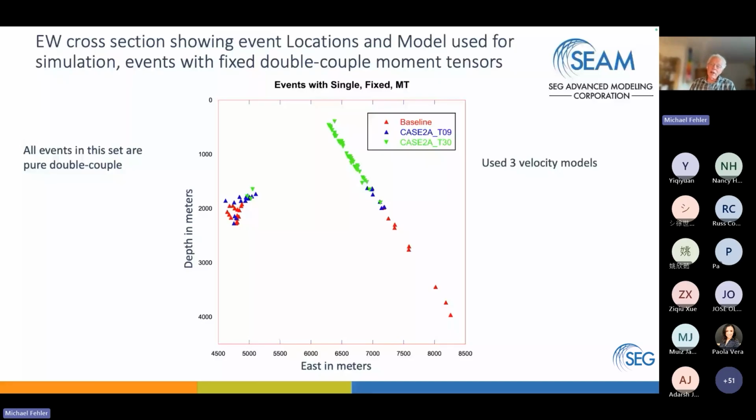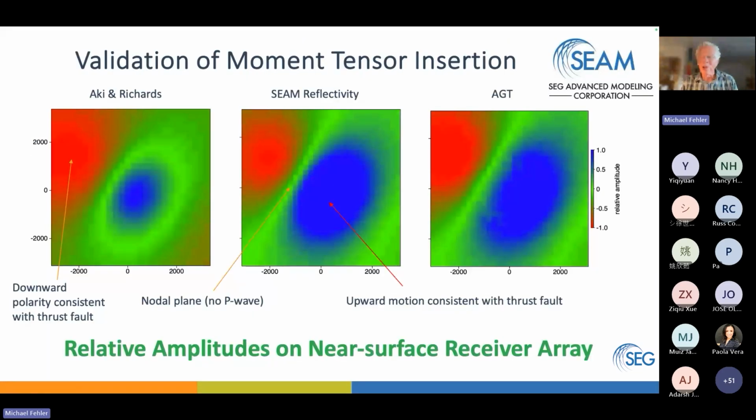One of the things we wanted to do that I was worried about was making sure that we properly communicated our moment tensors to AGT. So we spent a fair amount of time actually working with AGT to make sure that our definition of moment tensors was consistent with theirs. And this just shows, we used a simulation of the homogeneous medium. This is the distribution of amplitude and polarity as a function of position at a ray near the surface for a pure thrust fault located at depth in the model.